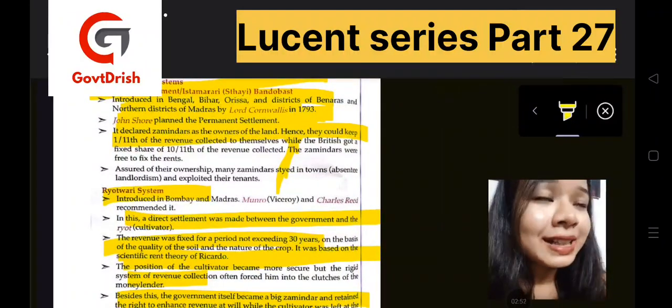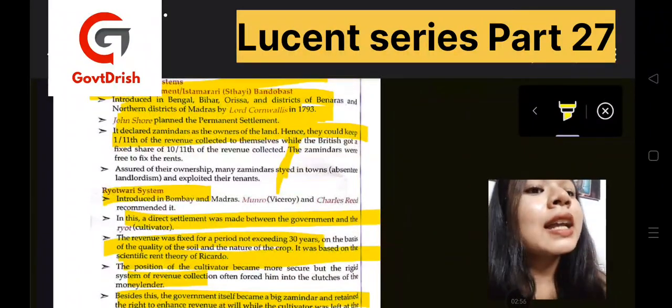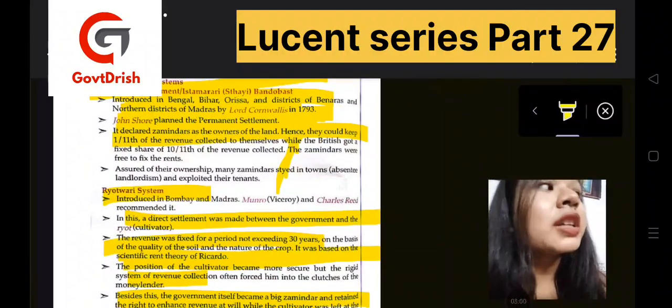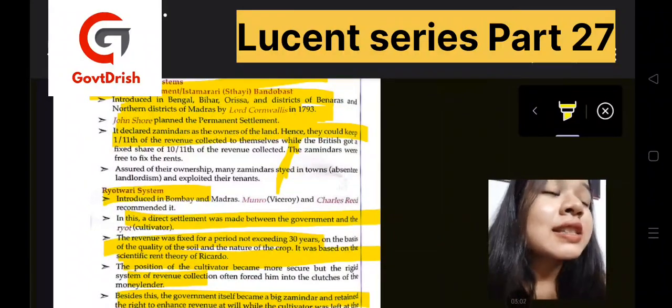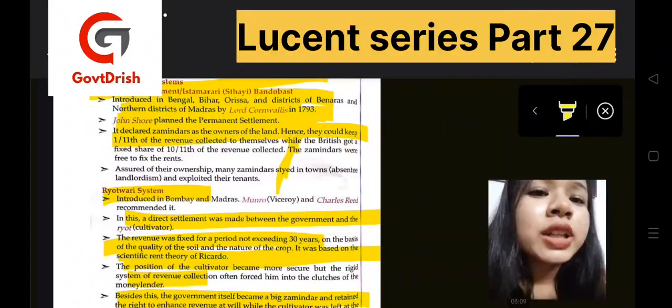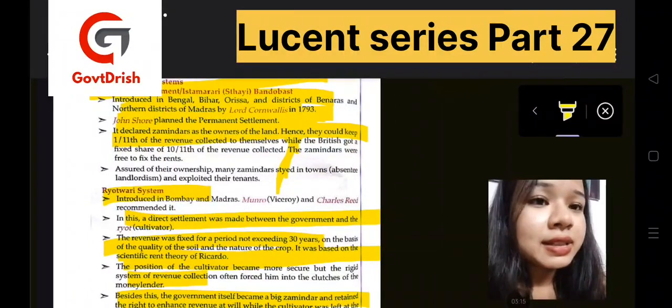zamindars of India could keep only 1/11 of the revenue that they had collected from the tenants, but it was opposite for the Britishers, as they could keep not 1/11 but 10/11 of the revenue collected, which was totally an exploitation of the tenants as well as the zamindars. Like the Britishers were given an upper hand in this.